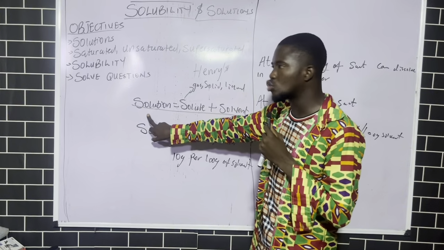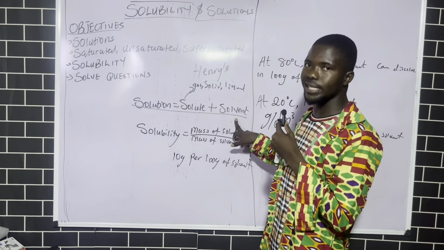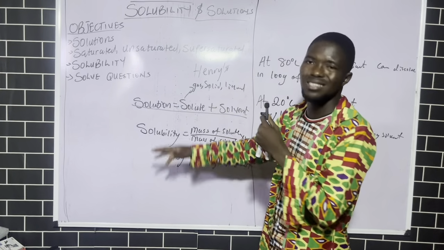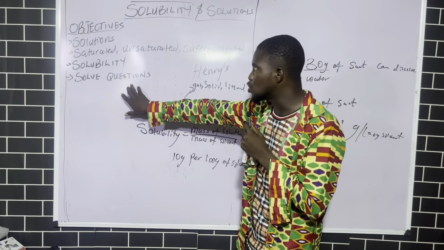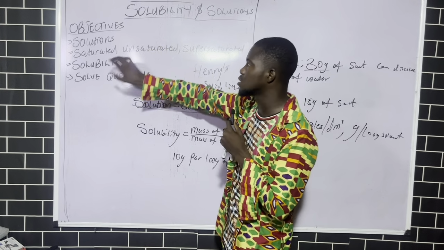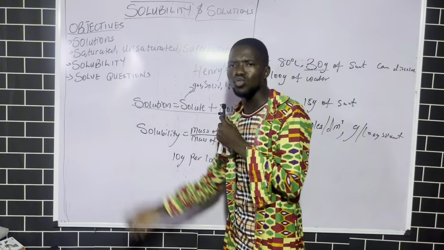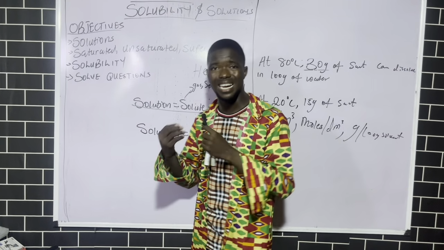Sometimes they can give you the mass of solution to be 50 and the mass of solvent to be 30. What is the mass of solute? You just subtract. It's simple mathematics. So we want to solve questions now. We already understand what solution and saturated solution are. But before I proceed to solving questions, there are some theoretical questions they can ask you.